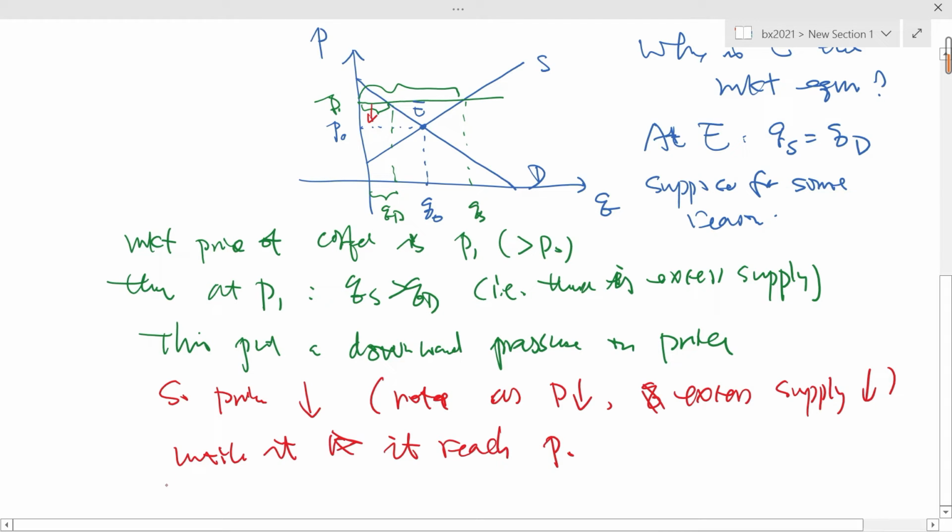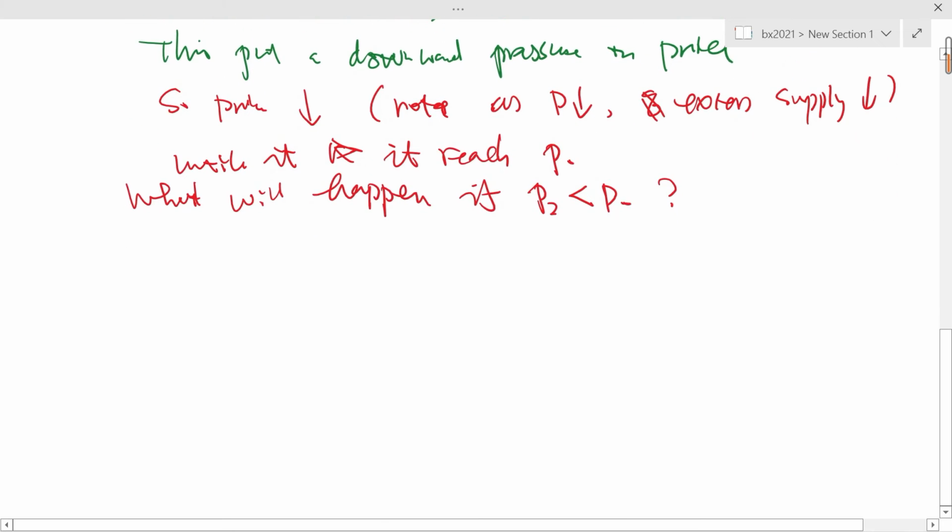Okay, so now here's a little exercise for you. What will happen if the market price P2, let's say, is less than P0? So indeed, we see that point E is the market equilibrium. So that's the very basic supply and demand framework. We can use this to analyze if there's a shock to the market, what will happen. And we call this comparative static analysis.